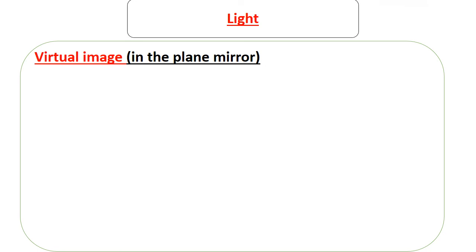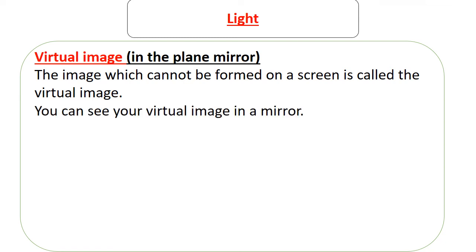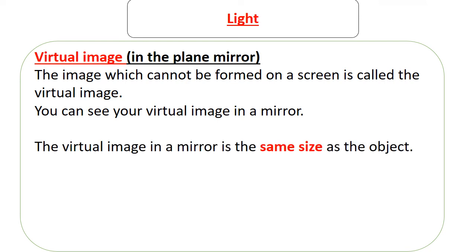Next, we take a look at a virtual image. A virtual image is more like a fake image. Usually when you look at yourself in the mirror, what you see is a virtual image. It's not a real image. The image which cannot be formed on a screen is called a virtual image. You can see your virtual image in a mirror, like I said.